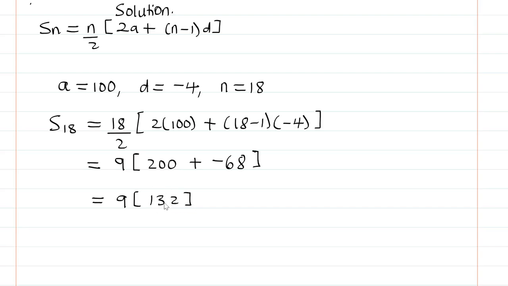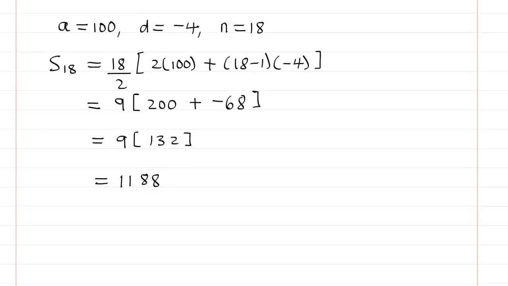It becomes a smaller positive, and then we multiply by 9. 132 times 9. I'm getting 1188. So the sum of the first 18 terms of an AP defined by the first term 100 and the common difference -4 is simply 1188, and this is the solution for example 5.